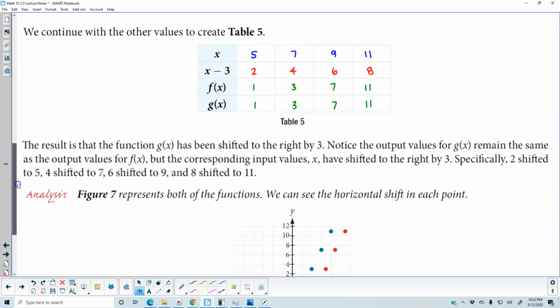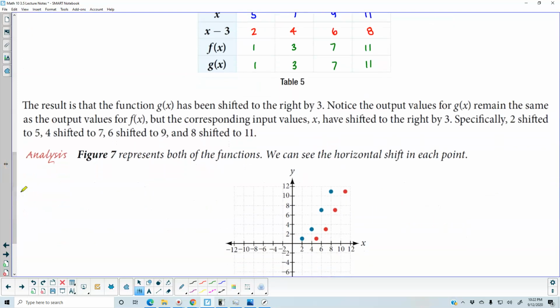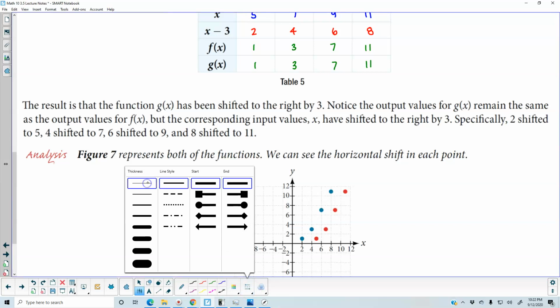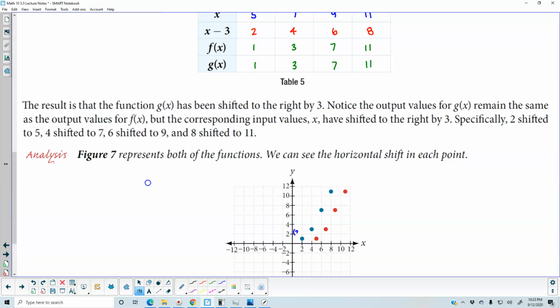So let's take a look at this. So here are our original ordered pairs. Our original ordered pair was 2, 1. And then we had 4, and then 3. And then we had 6, and then 7. And then we had 8, and then 11.